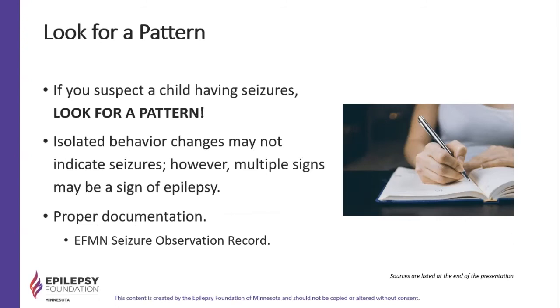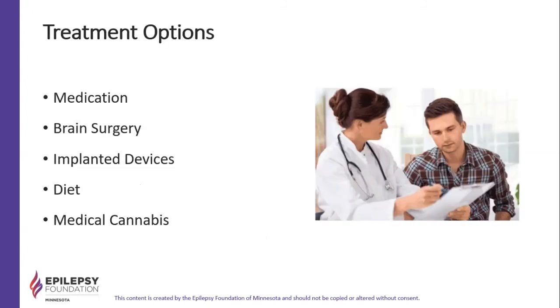Isolated behaviors typically are not seizures, but if you see patterns of the same thing happening over and over, or if you see isolated behaviors but multiple different things that you know are potential seizure behaviors, looking at them as a conglomerate, if they all add up, it could be a seizure. And of course, documenting is really key, and I'll show you that seizure observation record at the end.